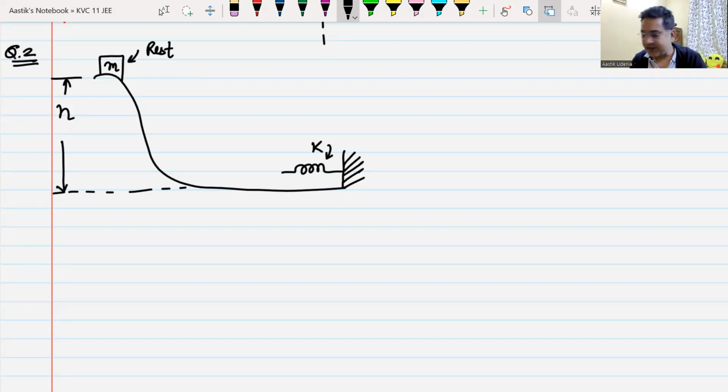You have a block of mass m at rest on the top of a hill. The height of the hill from the ground is h. There is no friction anywhere. I'm going to drop this from this point. It is going to fall down, and as expected, there is a spring on the other end. It is going to go and compress the spring. The question still remains: find the maximum compression in the spring.